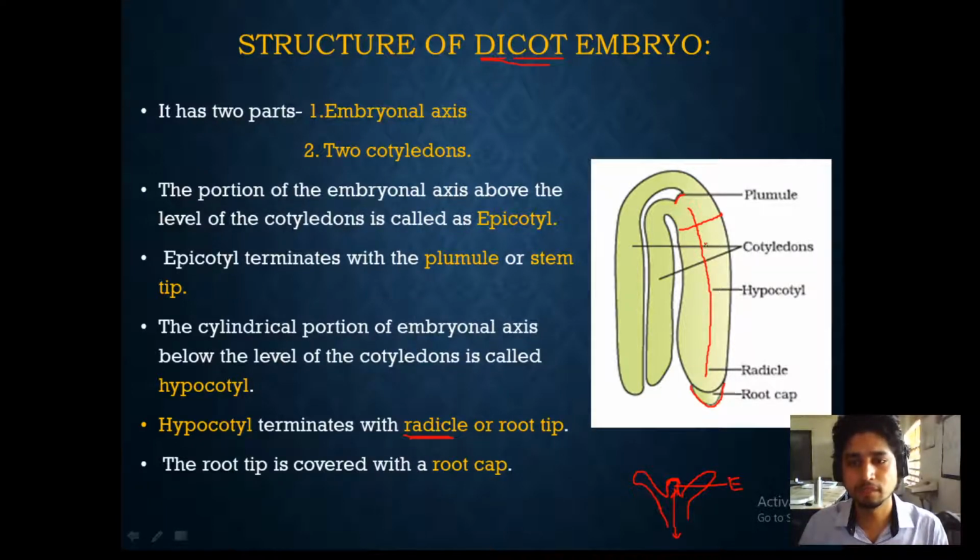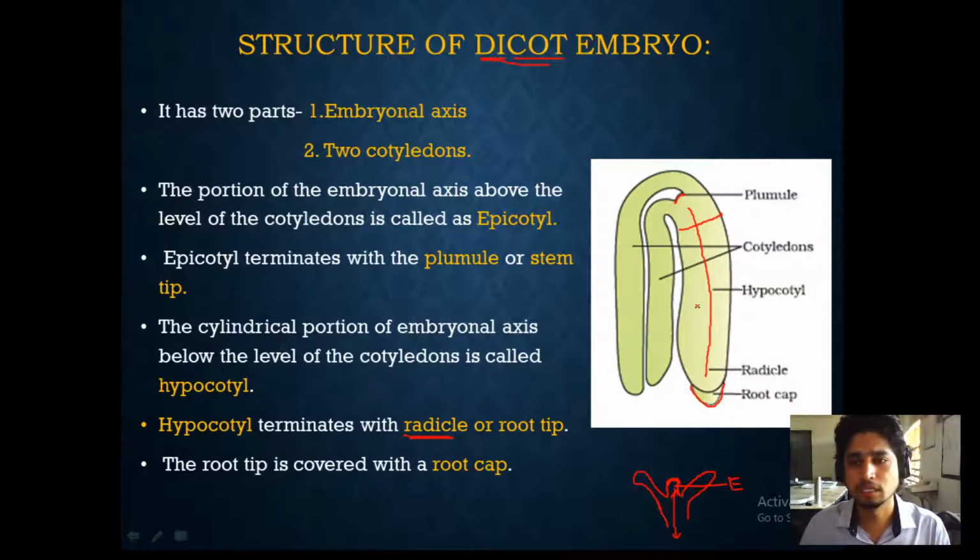So this is the structure of the dicot embryo. We have to remember there are two cotyledons and an embryonal axis, and this embryonal axis has the epicotyle and the hypocotyle. The epicotyle is terminating with the plumule and the hypocotyle is terminating with the radicle, and this radicle in turn has the root cap. So this is briefly about the dicot embryo.